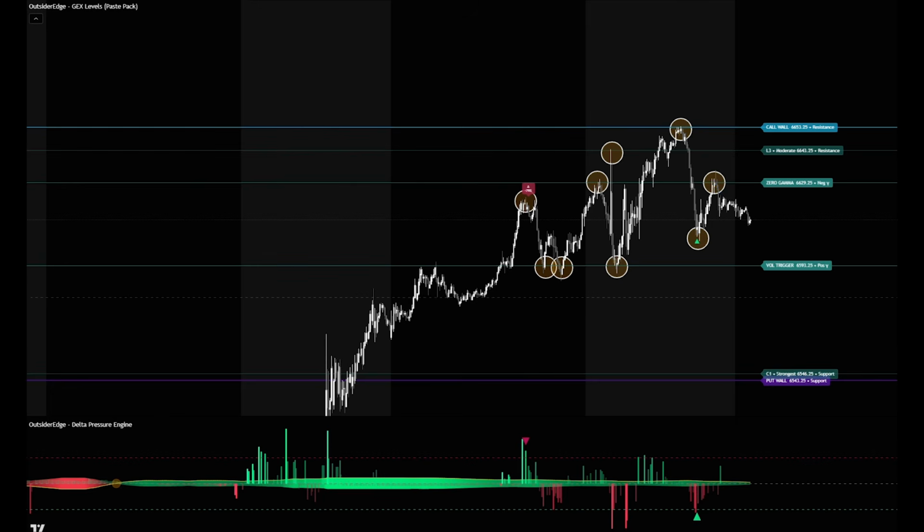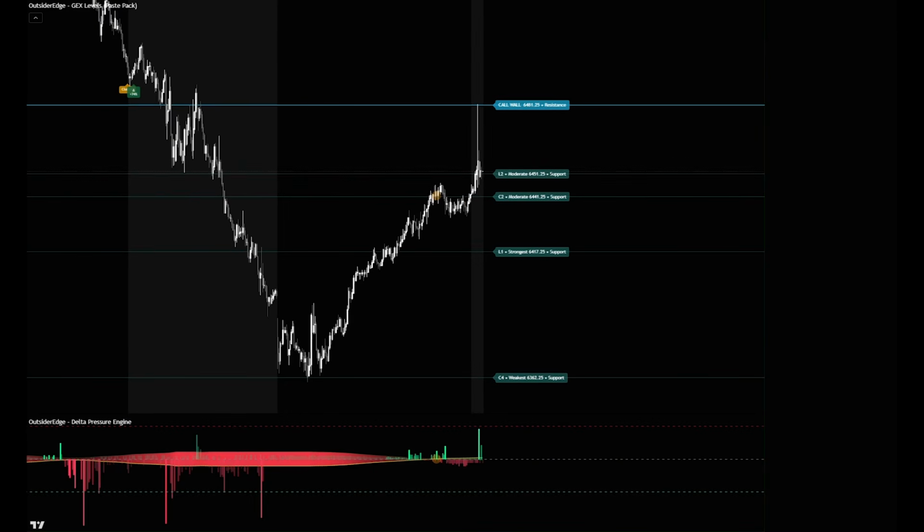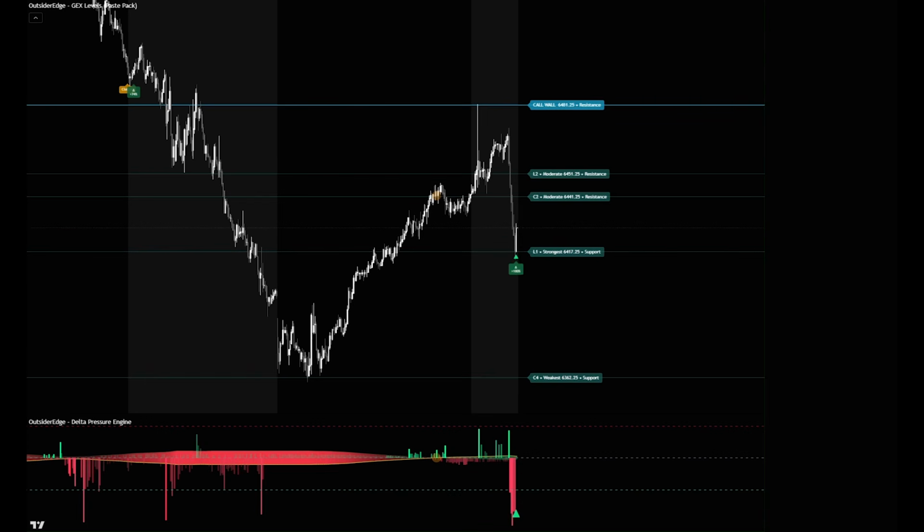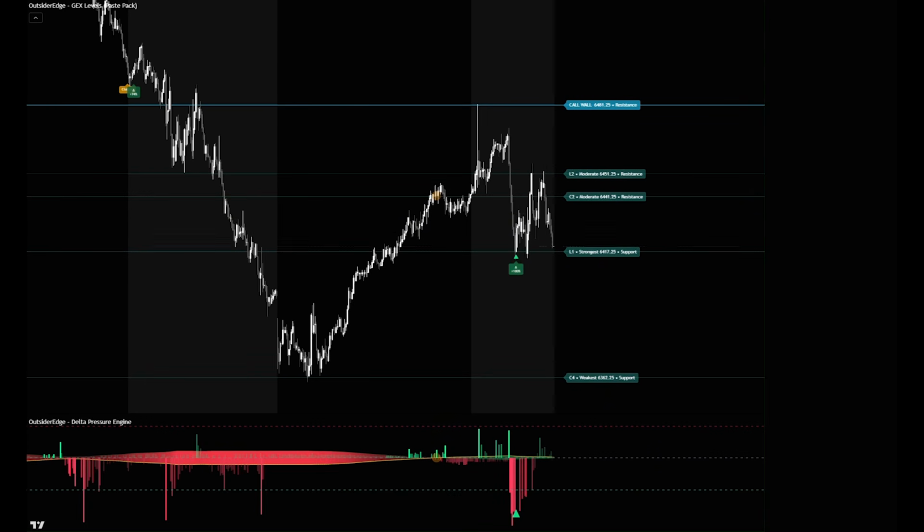Here, a few examples of other days respecting the gamma levels insanely well, including the delta pressure indicator. The levels just make so much sense. It's not just a strategy based on a look.